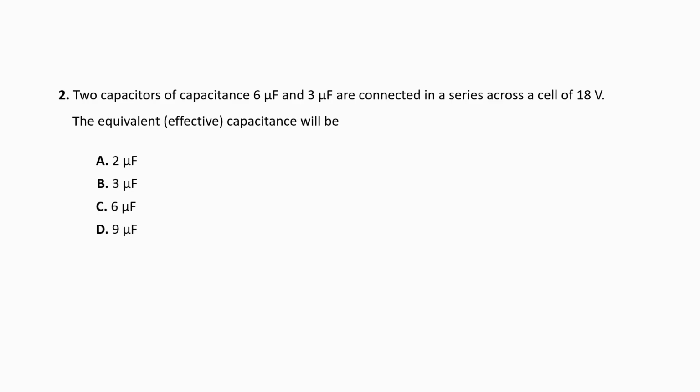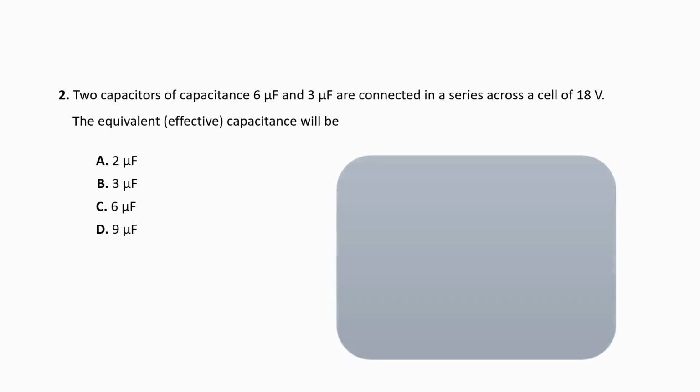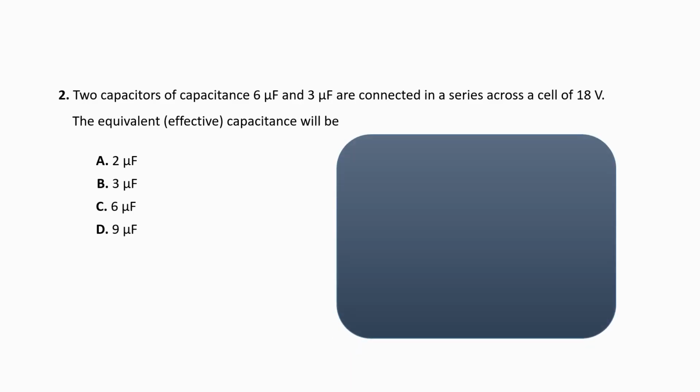Remember, this question has no visual elements. Also, this is a numerical based question, so we will be using the board for this solution. On the board we will use the formula for the series combination of capacitors, which says 1 upon C equals 1 upon C1 plus 1 upon C2.